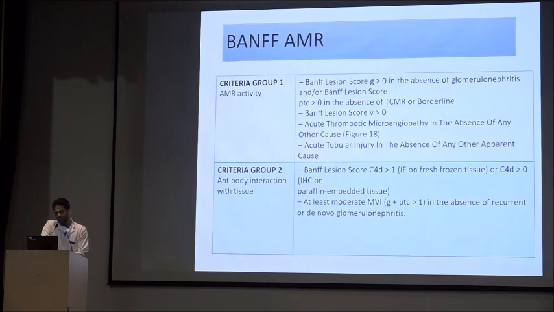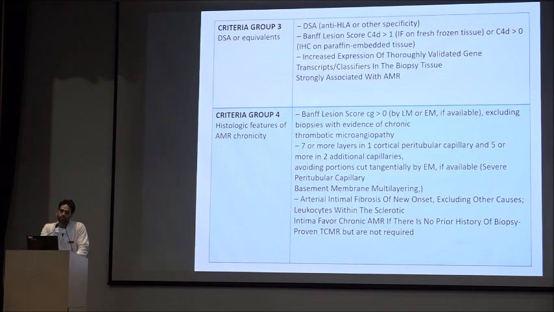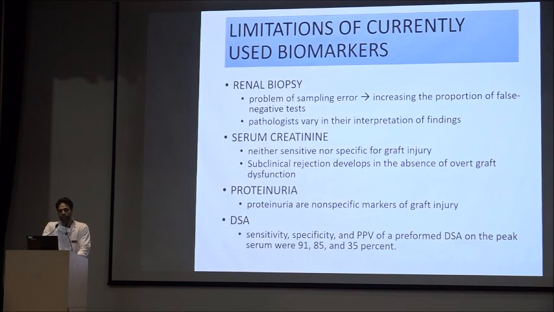Similarly, Banff has also given ABMR criteria, in which criteria group 1 is that antibody mediated rejection activity is present, in which glomerulitis score is more than 0. In criteria 2, antibody interaction with tissue is present, that is C4d more than 1 on IHC or MVI more than 1. Similarly, criteria 3 is DSA being positive, and criteria 4 is chronic ABMR changes being there.